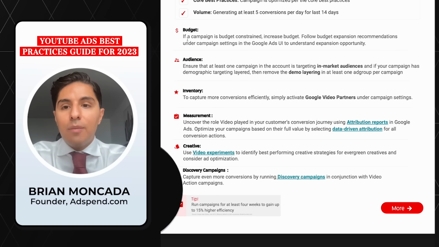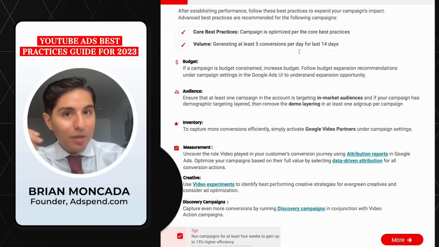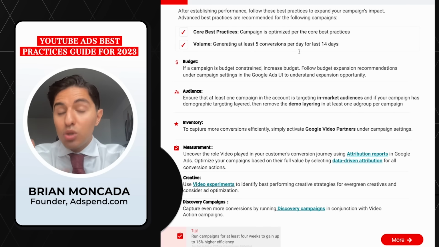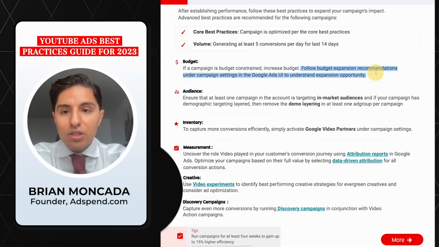Now let's go into budget again. If a campaign is budget constrained, increase budget. Meaning that if your campaign says limited by budget, that's usually a good sign to increase the budget. Now, follow budget expansion recommendations under campaign settings in Google Ads interface to understand expansion opportunity.